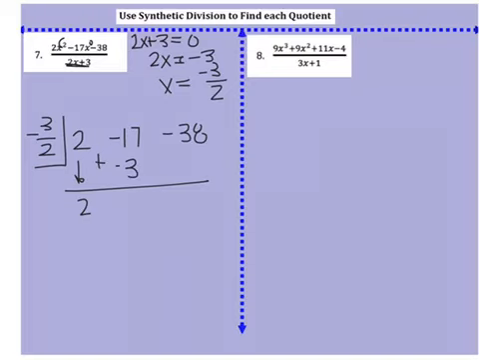Now we're going to add straight down. So I'm going to get negative 20. So we're going to do negative 20 times negative 3. So negative 20 times negative 3 is a positive 60, divided by 2 is going to give me 30, and then we're going to add straight down. So I'm going to get a negative 8.